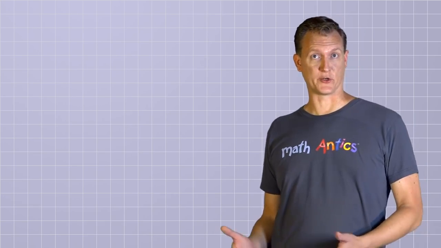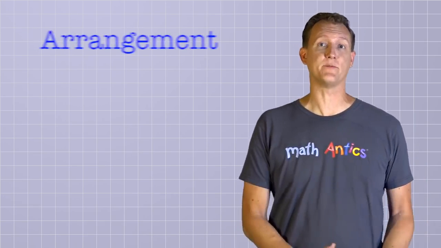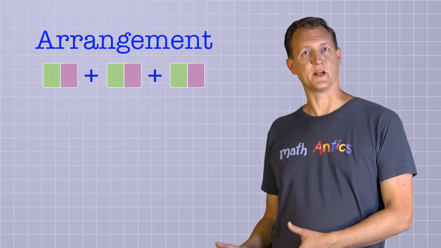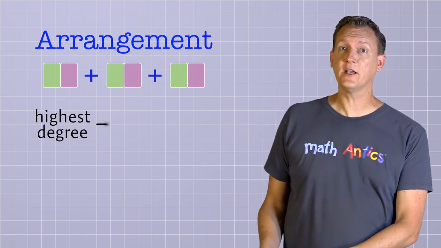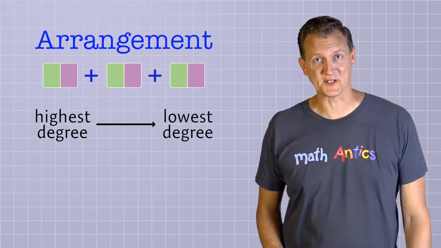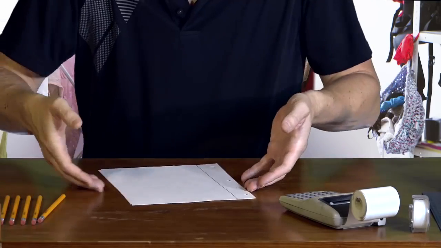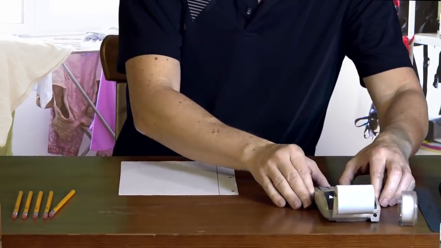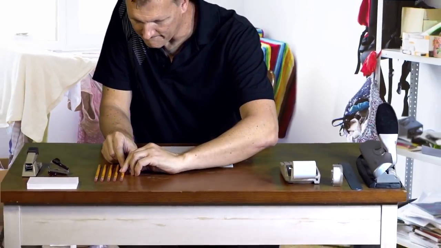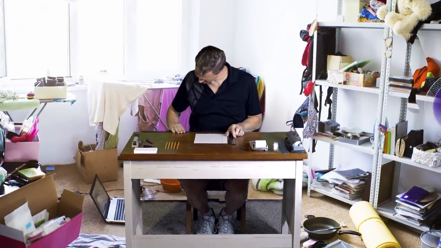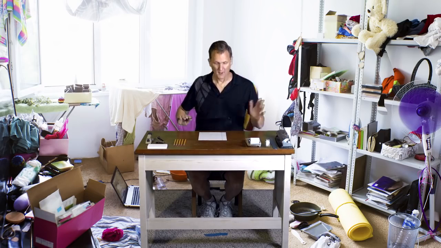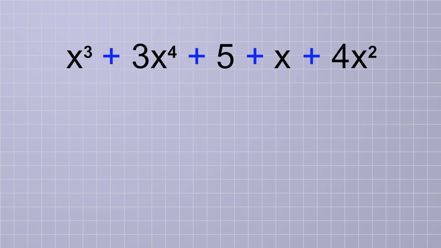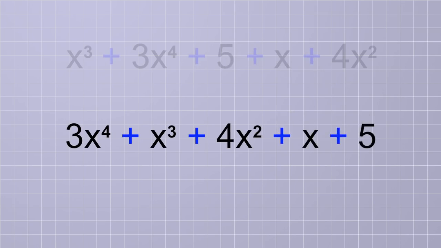Another reason that we care about the degree of the terms is that it helps us decide the arrangement of a polynomial. We arrange the terms in a polynomial in order from the highest degree to the lowest. You know, because mathematicians like to keep things organized. For example, this polynomial, which has 5 terms, should be rearranged so that the highest degree term is on the left and the lowest degree term is on the right.